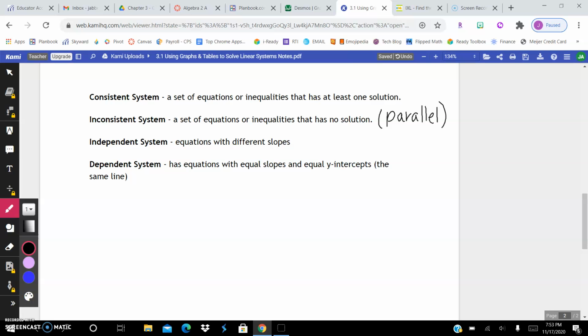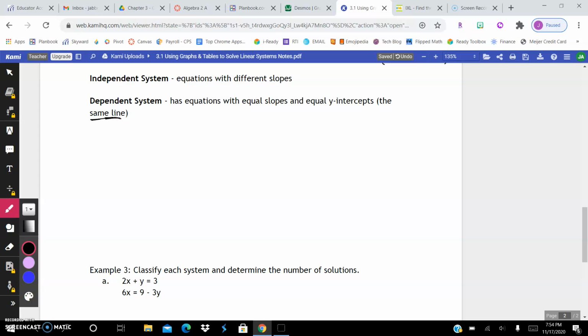An independent system is an equation with different slopes. So that means they have one equation or one answer. They're only going to cross in one spot. And then a dependent has equations with equal slopes and equal y-intercepts. So those are the same line. So they may look different, but if you were to graph them, they'd be the exact same line or same equation.